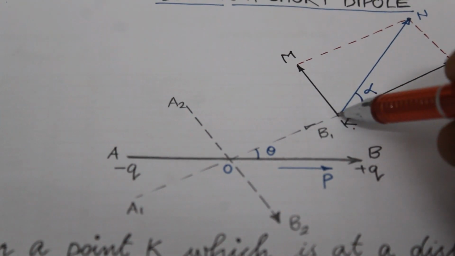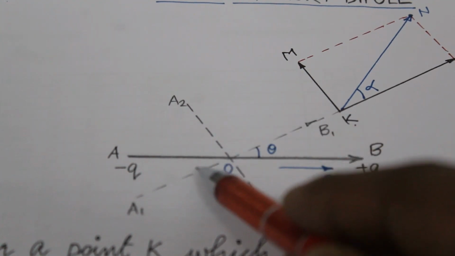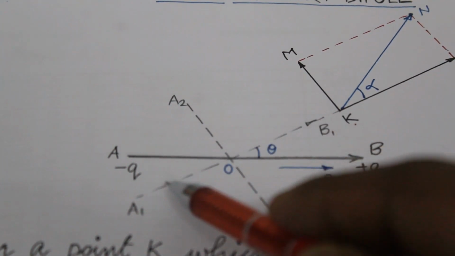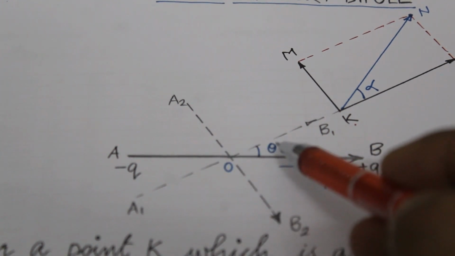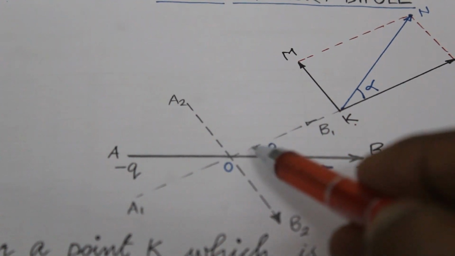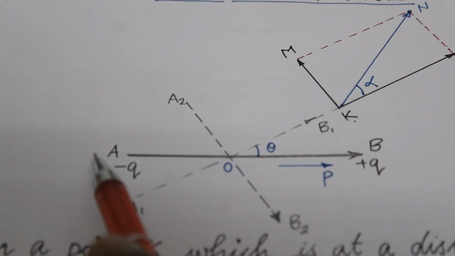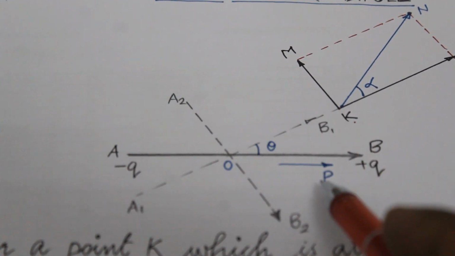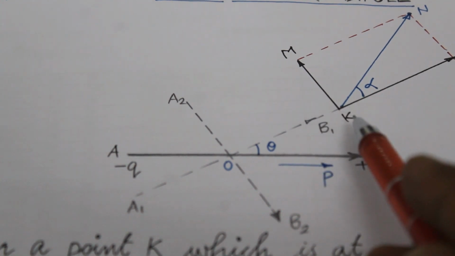So first I will draw a line which passes through the center of the dipole. As you can see, I have drawn a dotted line which passes through the center of the dipole, and this line makes an angle of theta with the dipole. Now the dipole moment of the dipole AB is P. As P is a vector quantity, we can find its rectangular components, that is, the cos component and the sine component.